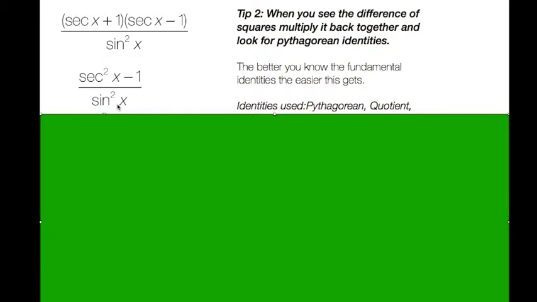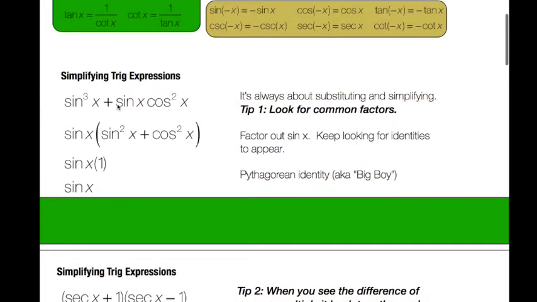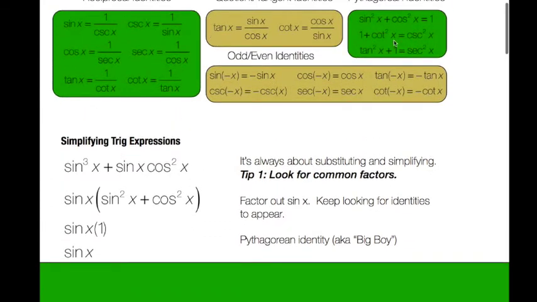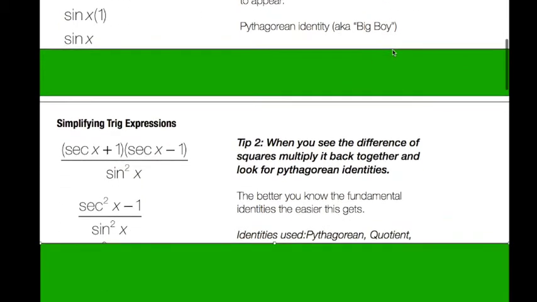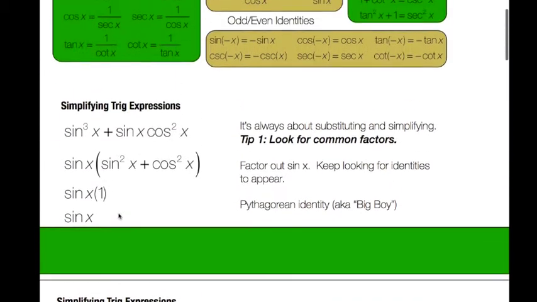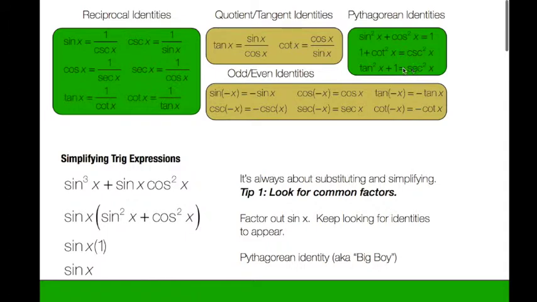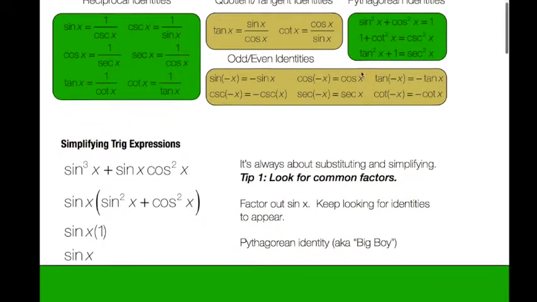Well, we're looking for a Pythagorean identity. Secant squared x minus 1, let's go back and look. It's not up there. However, tangent squared x plus 1 equals secant squared x. There's a secant and there's a 1. Can I take this expression and make it fit into one of these? Hopefully it's going to be the one with secant and 1. And we can see really quickly that if we subtract 1 from both sides, we get secant squared x minus 1 equals tangent squared x.